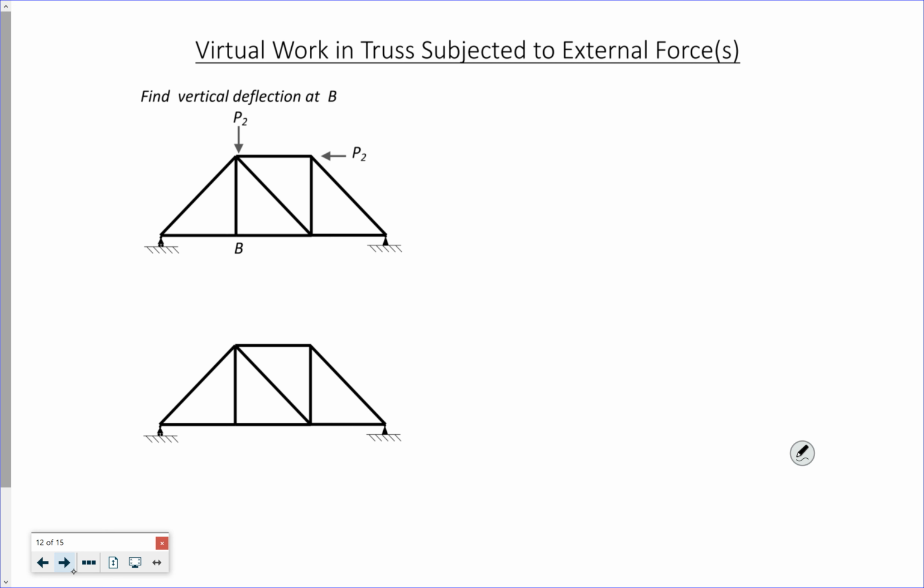Next, we're going to apply it to a truss, but I'm going to pause.